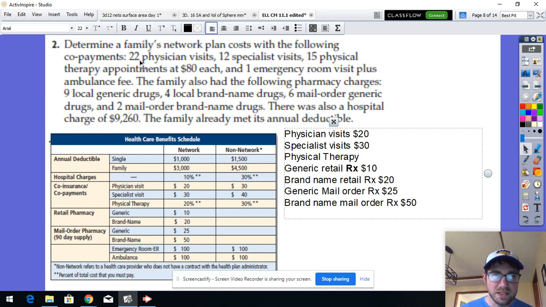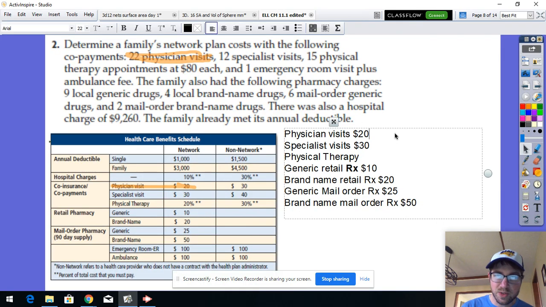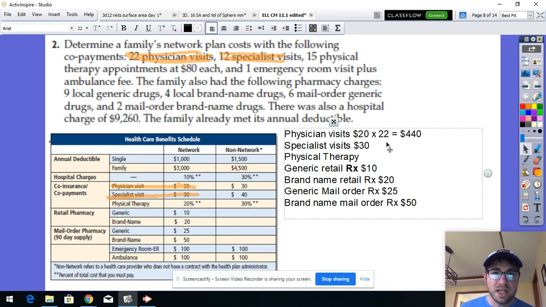So first thing it says, 22 physician visits. Okay, 22 physician visits, still in network, so it'll be $20 times 22, which is $440. Then the 12 specialist visits right after that. Those are $30 each for the specialist visits, so $30 times 12 specialist visits is $360.